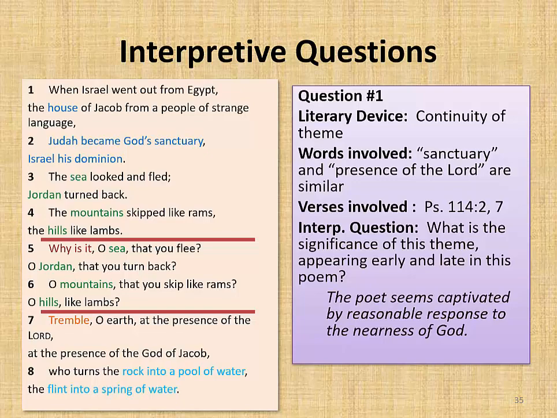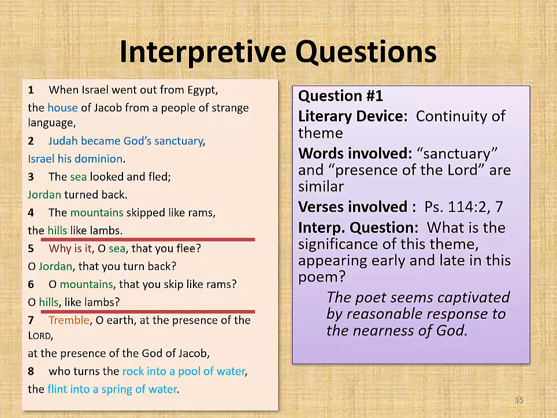And here comes the interpretive question. What's the significance of this theme, this continuity, that appears early, verse 2, and late, verse 7, in this poem? Do you notice that we've got a literary device and it's bridging sections, so it's getting a high altitude view? The italicized statement at the bottom then is our attempt to answer it. We're not only formulating questions, we're going to offer our tentative answer.